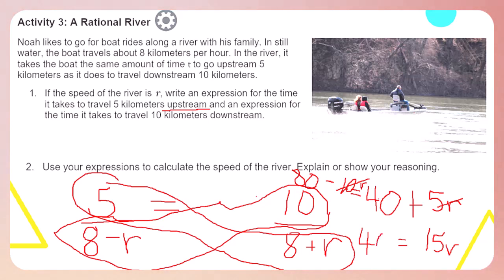I'm going to go ahead and let you do that on your calculator, so pause and then come back. Okay, so that's going to give us approximately 2.6 repeating, or 2.7. R is equal to 2.7 kilometers per hour. That's the speed of the river.